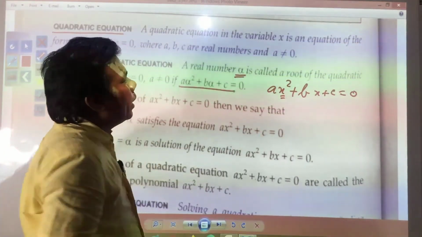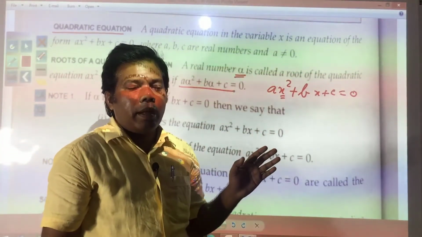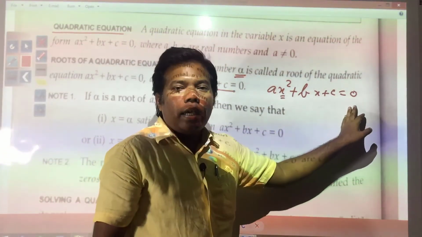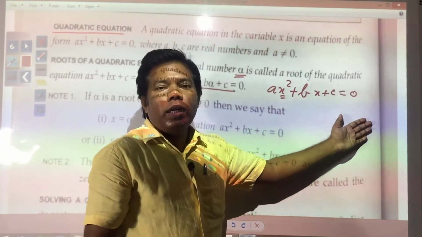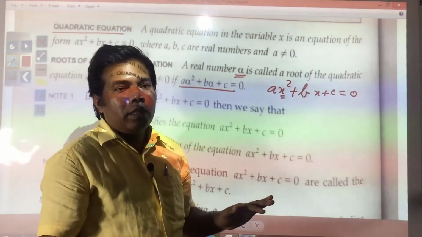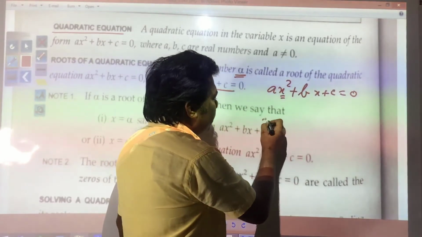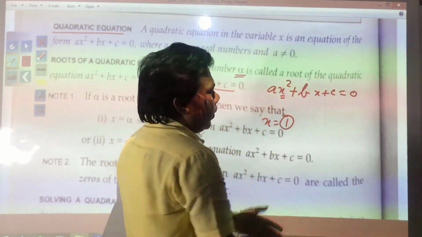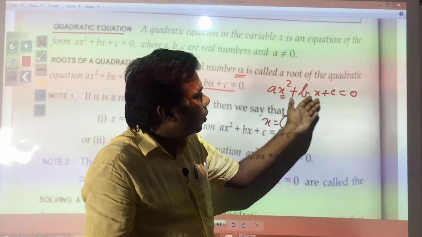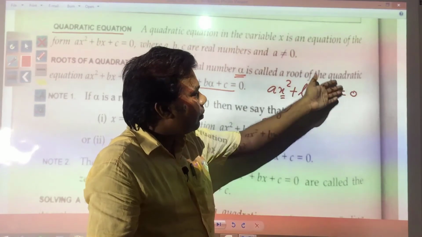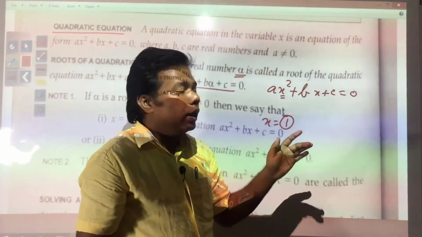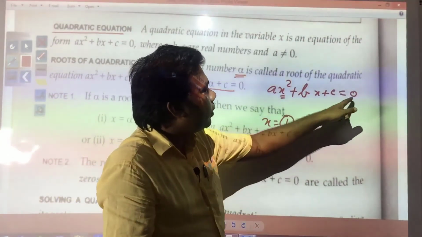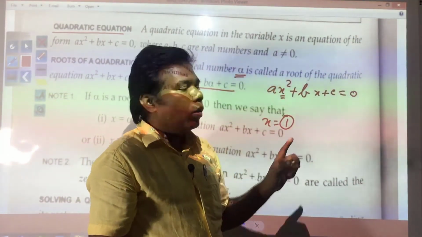It means what? If you are finding such a number alpha, and you put that alpha in place of x and you get the value 0, it means that alpha is the root of the equation. Suppose x is any real number, say x is equal to 1. If 1 is put in place of x everywhere, and after simplification you get the value 0, then this x is equal to 1, this 1, will be called the root of the equation or quadratic equation.